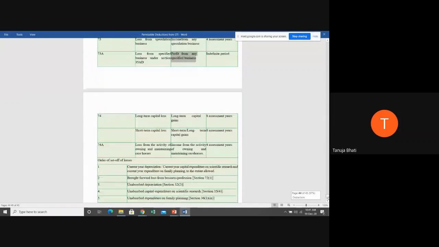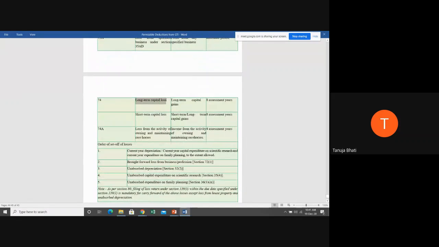Unabsorbed business loss, once you are carrying it forward, you have to adjust it against the profits and gains from business or profession. Loss from speculation business, you can carry it forward for 4 assessment years, but that loss has to be set off only against income from speculative business. Similarly, loss from specified business under section 35AD, you can carry it forward for n number of years, but you can set it off only against profit from specified business.